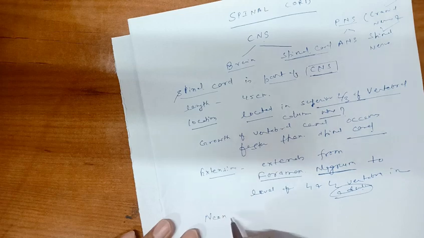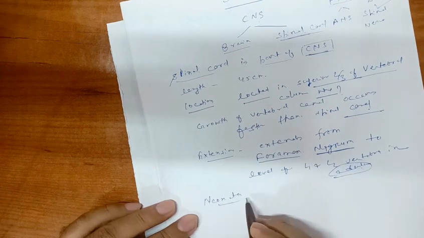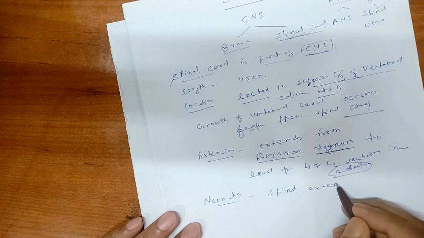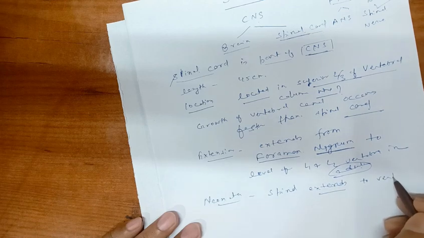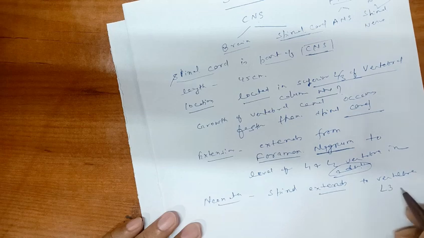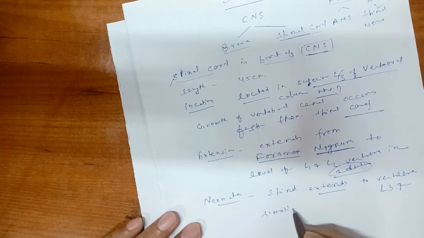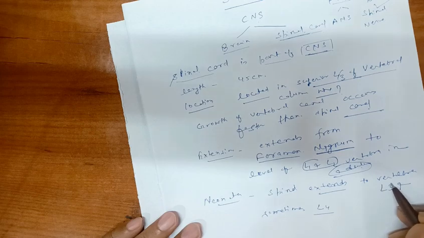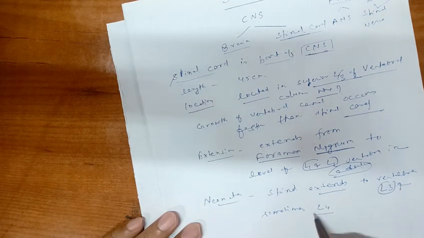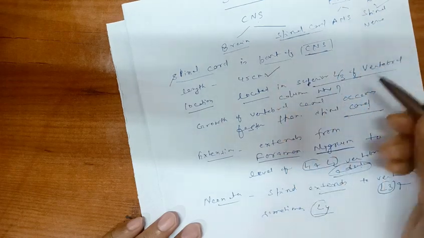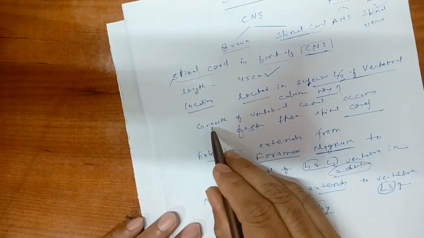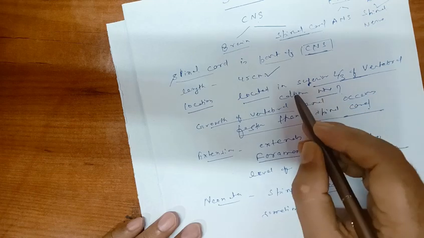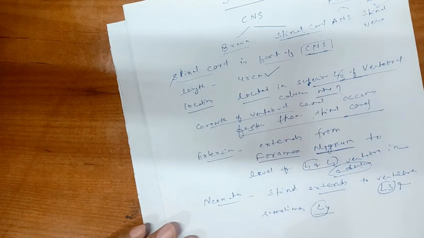But in neonates, this spinal cord extends, कहाँ तक extend करता है? To the vertebra level L3 and sometimes L4. यानी एडल्ट में कहाँ एंड किया? L1 L2 के लेवल पर. एडल्ट में, नियोनेट्स में कहाँ एंड किया? L3 के लेवल पर. And sometimes the L4. Length is 45 centimeters, located in the superior two-third. Why? Because the growth of the vertebral canal occurs faster than the spinal cord, and it is located in the superior two-third of the vertebral column.